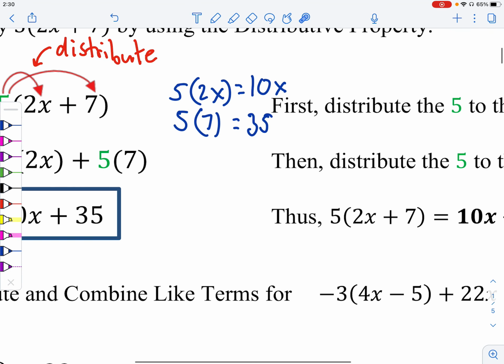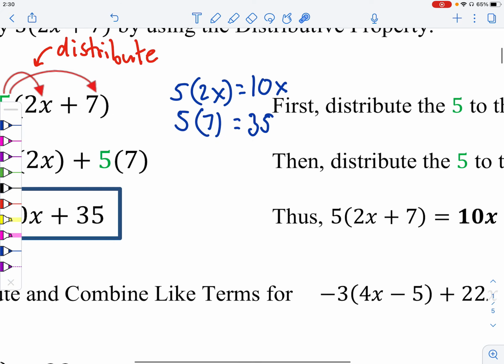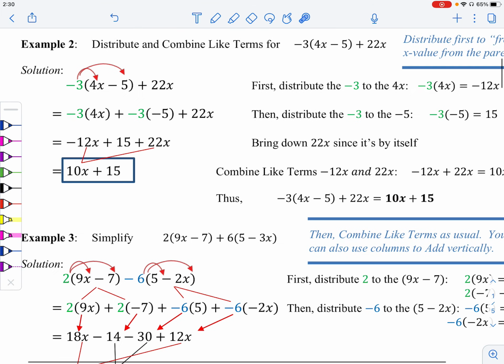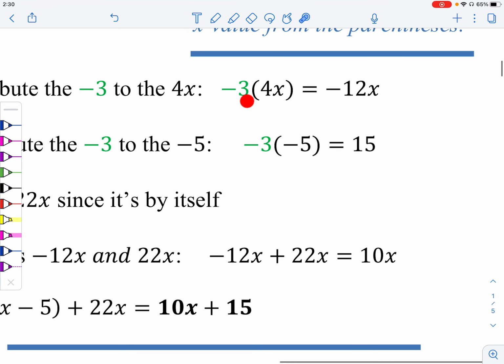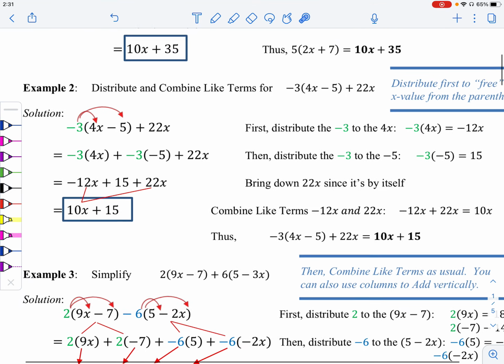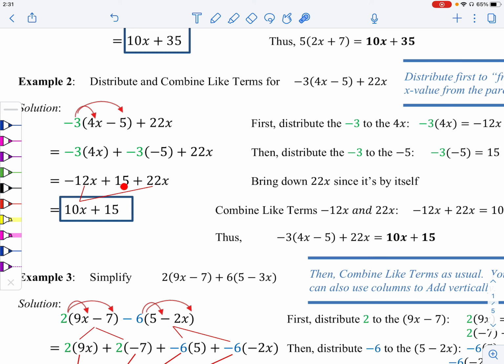We're going to see methods like this later on in this course, and also in Algebra 2, you might see this method. So we want to be consistent with that method as we go forward. Like this, we want to distribute, right? Negative 3 times 4x, negative 12x. Negative 3 times negative 5, positive 15. So negative 12x plus 15. That first part, negative 12x plus 15.